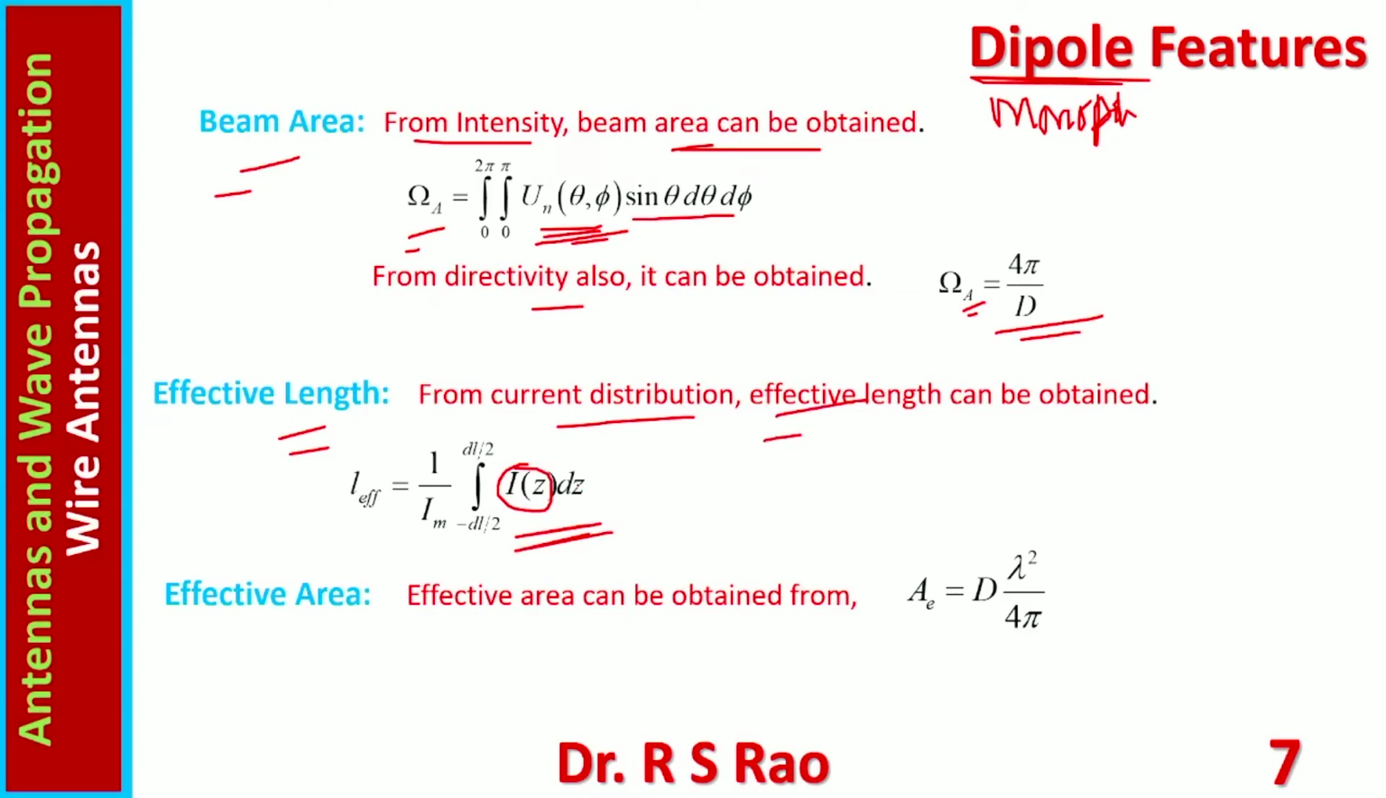I of Z is available. In fact, we begin the derivation by assuming a certain current distribution, so I of Z is always available using that current distribution expression here. Effective length can be found. Effective area is related to directivity through this relation: AE is equal to D lambda square by 4 pi. D is already available, hence effective area can be found within no time.